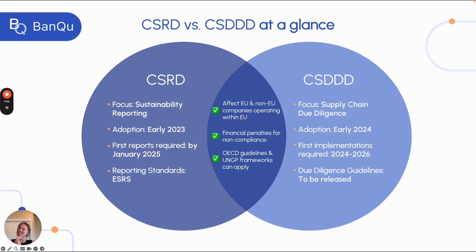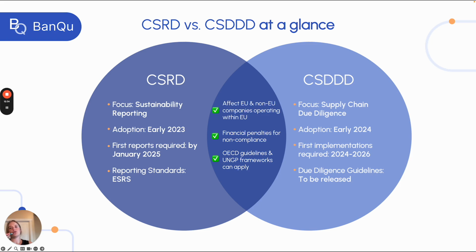Now, CSRD versus CSDDD, not twins, but siblings, perhaps. The CSRD, which we're talking about today, the focus is very much on sustainability reporting. It was adopted in early 2023, but as we saw, the first reports will be due for those big EU companies who are subject to the NFRD next month. And then those first reports will be due January 2025. And then it really follows closely the ESRS reporting standards, EU taxonomy, et cetera, et cetera.